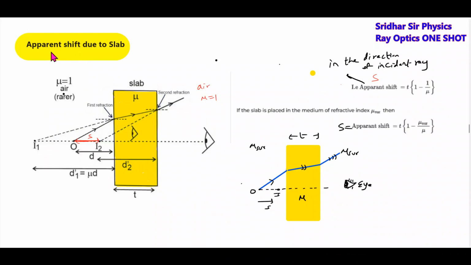Next we have the topic apparent shift due to a slab, or what you can call double refraction. I kept object O here. The ray here will undergo refraction, and after refraction form the image I1. Now this ray will undergo refraction, will get here. So here there's one ray.